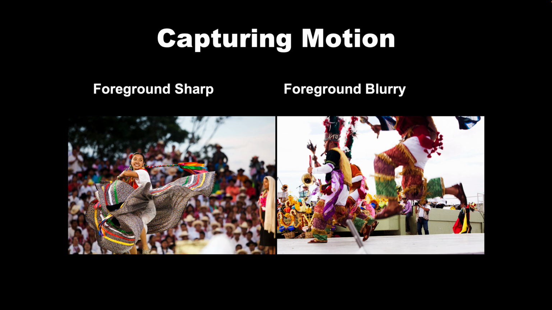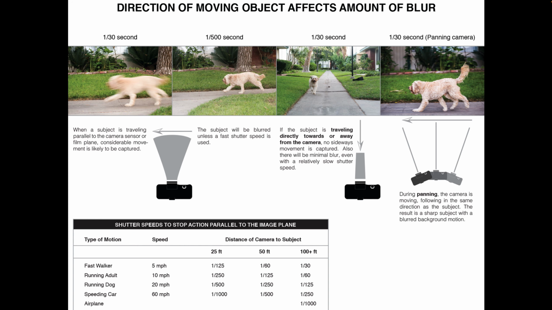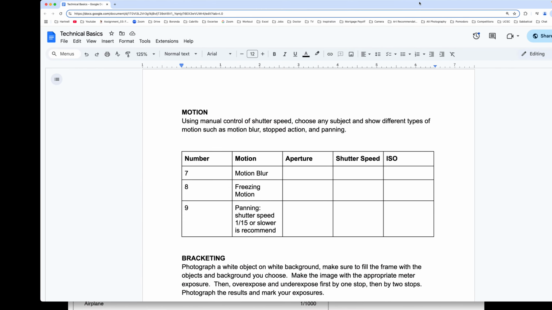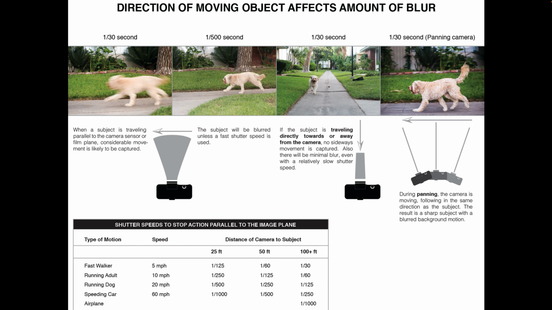Capturing motion. We want a foreground subject to be focused and the background out of focus, and the foreground is blurry and the background is sharp. So here, that table once more. And we're going to look here and reference 7 and 8, motion blur. We want the subject blurry, so at about 1/30th of a second.